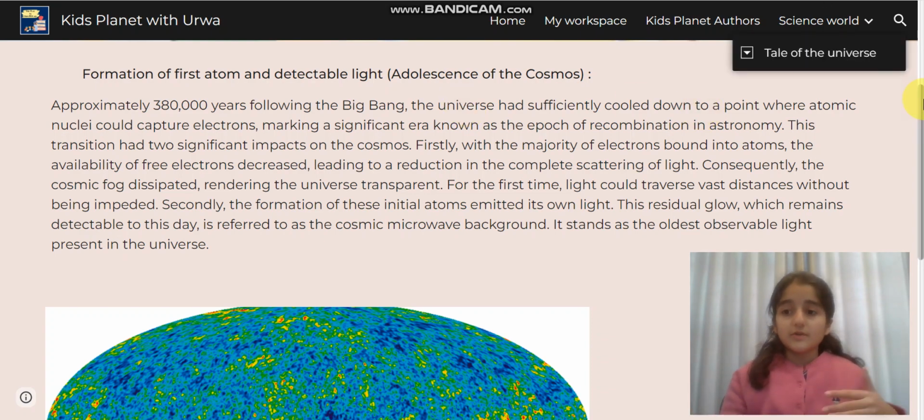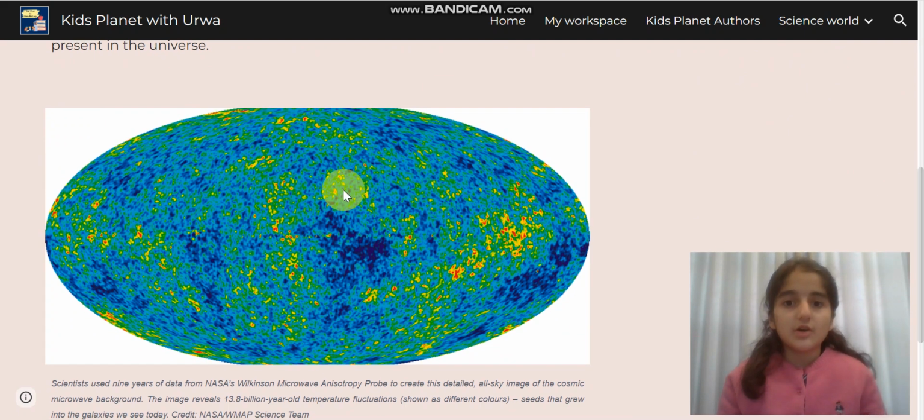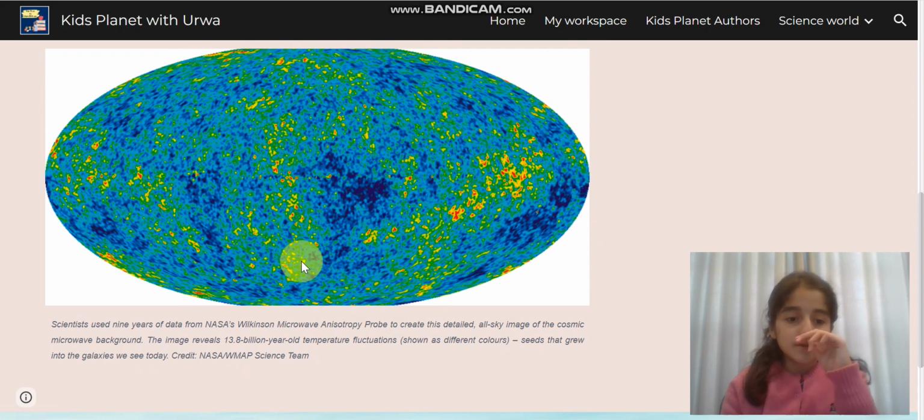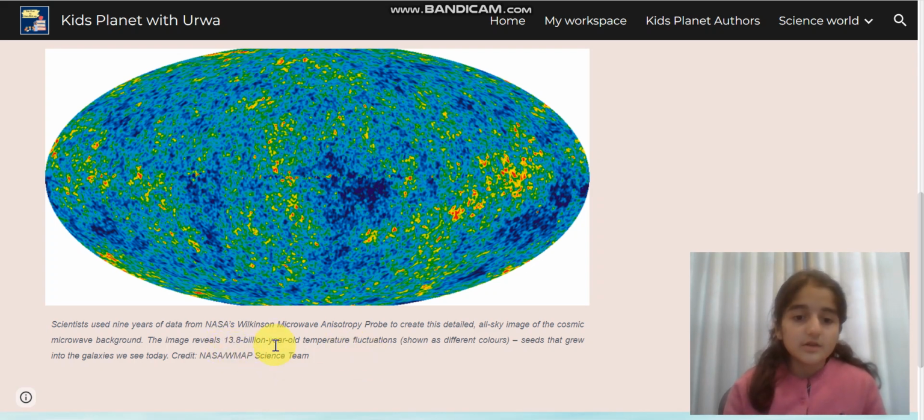So this is all we're going to be learning for today. Before I end the video, I will explain this image. Scientists used the 9 years of WMAP data to create this detailed all-sky image of the cosmic microwave background. This image reveals the 13.8 billion year old temperature fluctuations that are shown as different colors. They were the seeds that grew into the galaxies we see today.